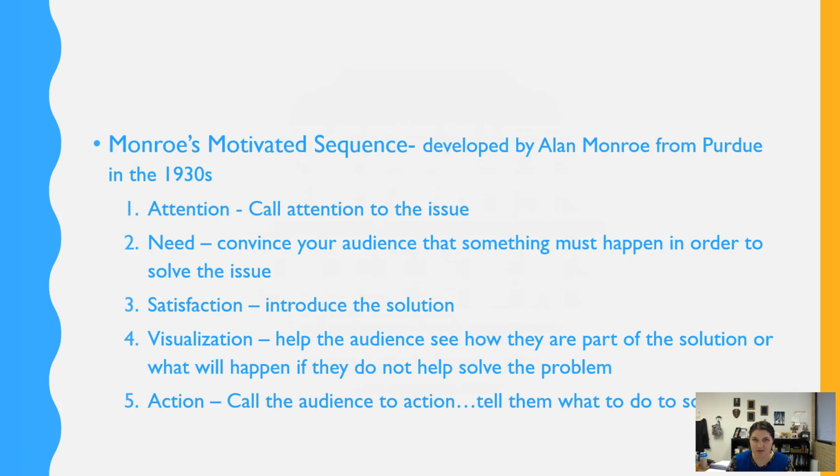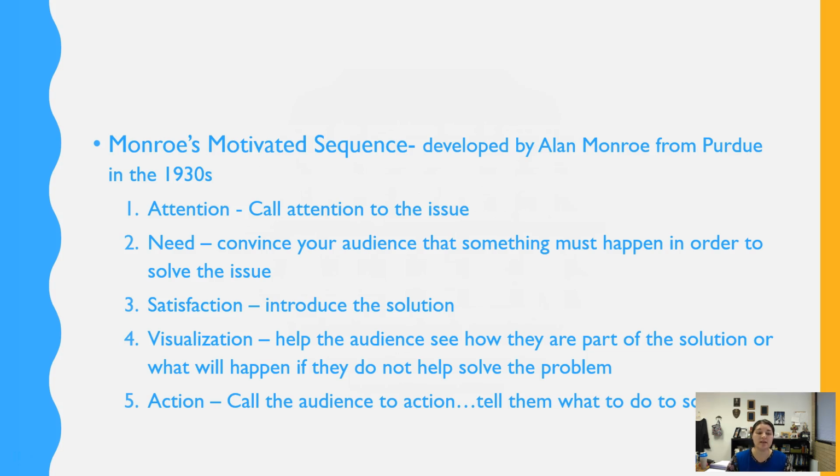All right, let's talk about Monroe's motivated sequence. It's one of my favorite organizational patterns, but my students, I think, are kind of scared of it. It was developed by Alan Monroe from Purdue in the 1930s, and it's a 5-step process. So number 1, you get our attention. You call our attention to the issue. We may already know about the issue, we may not, but you need to call our attention to it.